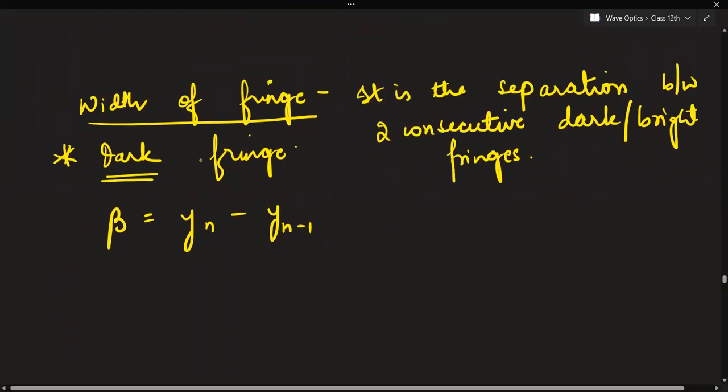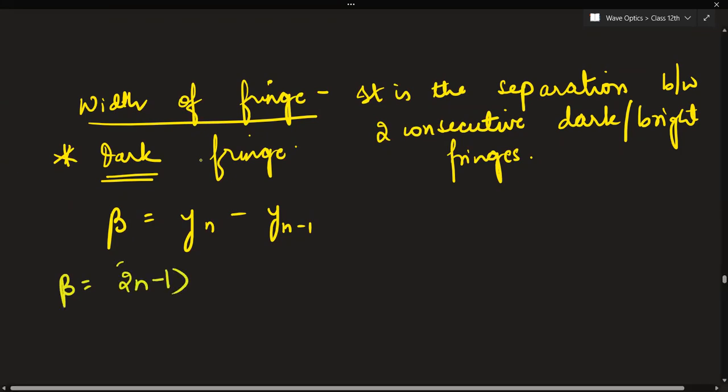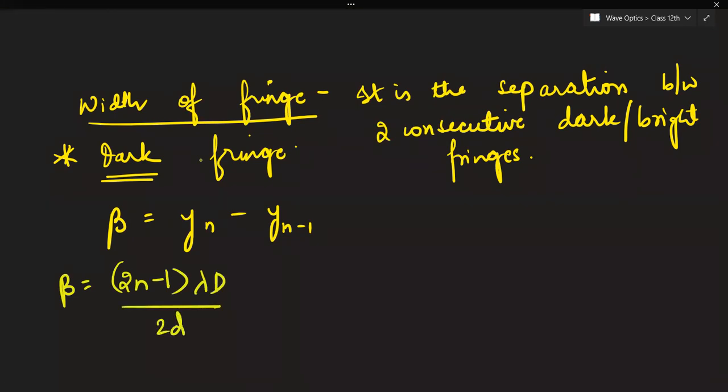So let's take the example of dark fringe. You can take for bright fringe, you will get the same answer. Dark I'm taking because dark becomes a little difficult to solve. So this is y_n equals (2n minus 1) lambda capital D by 2d, and what will be y_(n minus 1)? See, wherever you had n, in 2n minus 1, instead of n, keep n minus 1 because now your n is different. Lambda D by 2d.